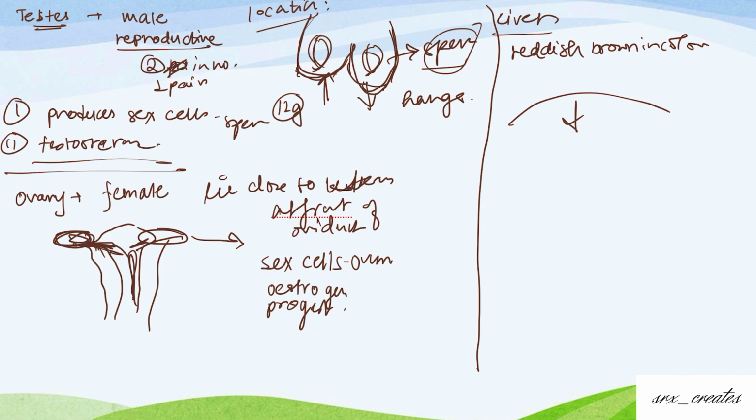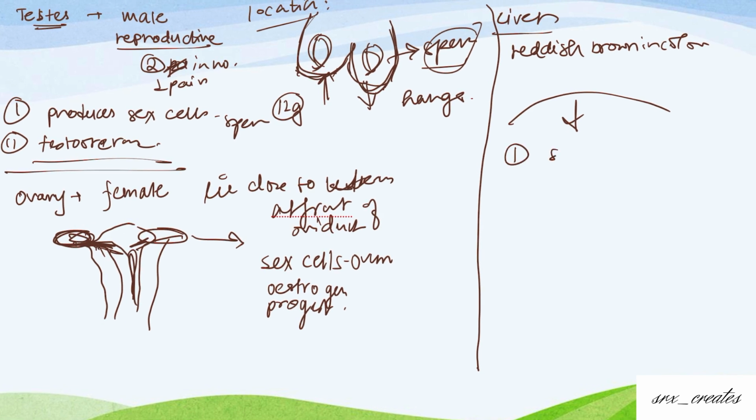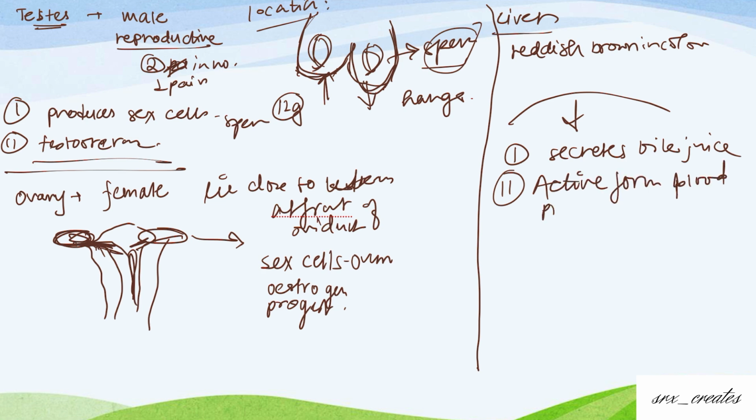Now, what's its function? It secretes bile and is active in the formation of certain blood protein. Blood protein you don't have to understand, just write secrete bile or bile juice. An active formation of blood protein if you want to write. But don't tell me to explain this because I can't explain blood protein right now when you don't know what factors blood contains, what proteins they can have. No way. We are also not taught like this.